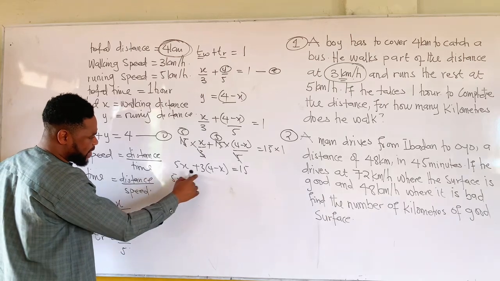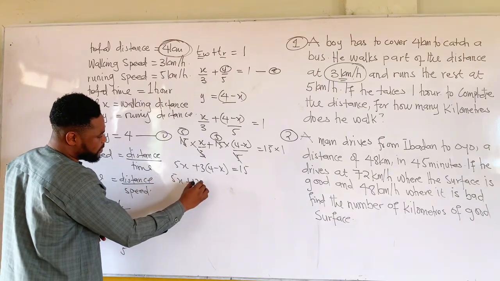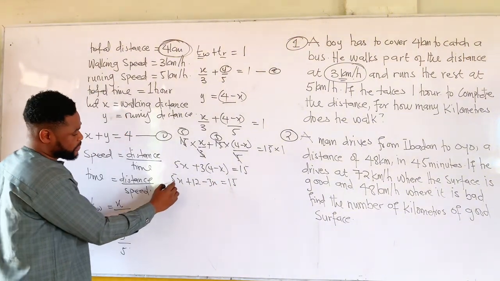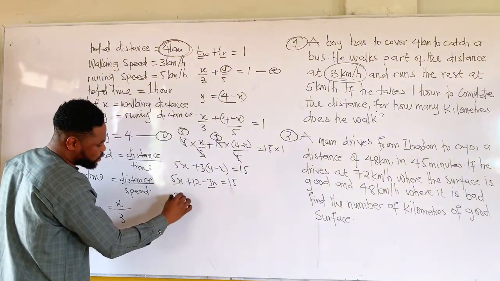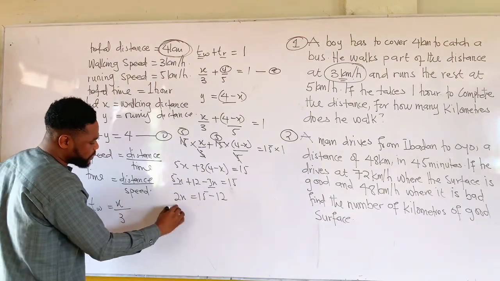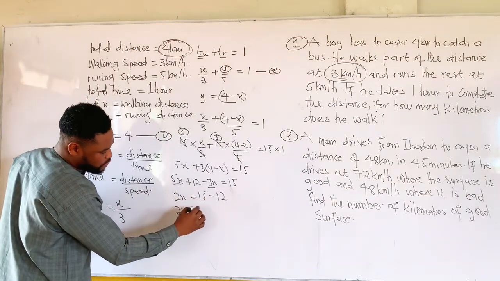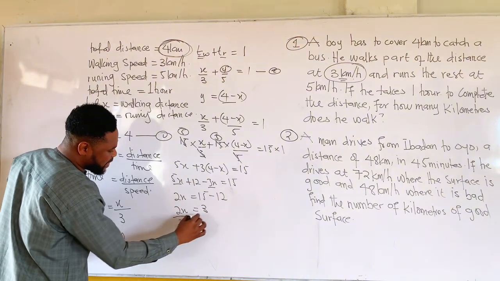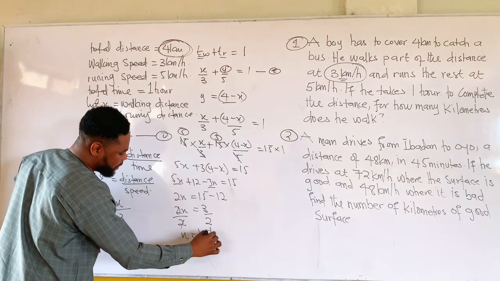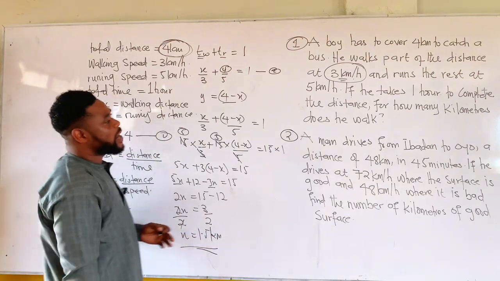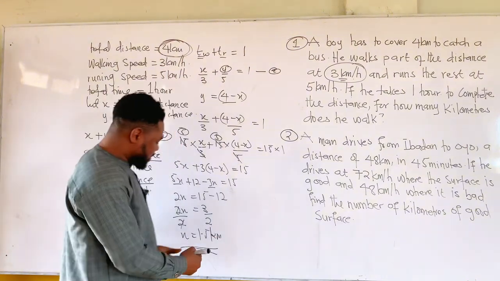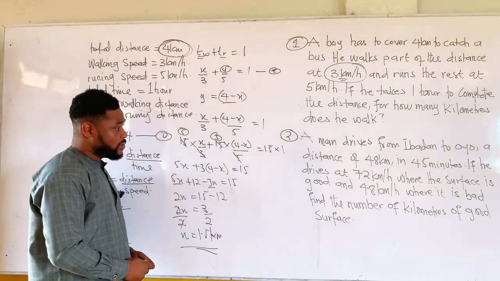So here we simplify this. 12 minus 3x equal to 15, as we can see. So we break it down as 2x, 15 minus 12. So 2x equal to 3. Divide here by 2, here by 2. So x will be 1.5 kilometers. So our walking distance in kilometers is going to be 1.5 kilometers.